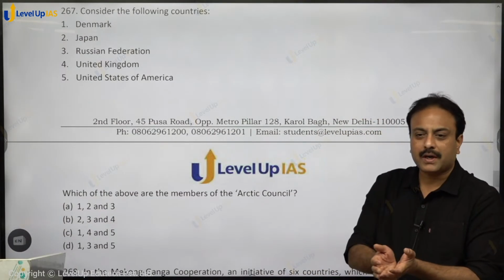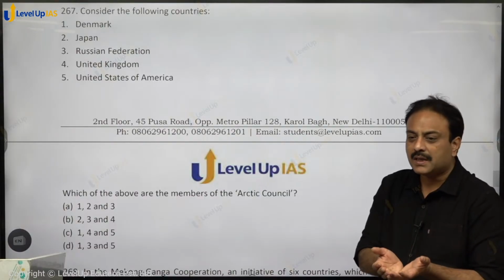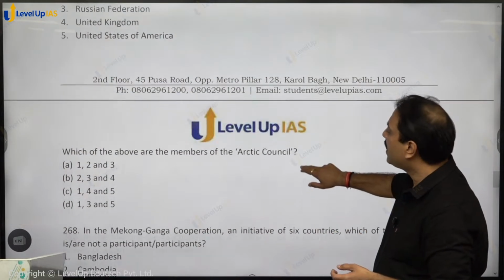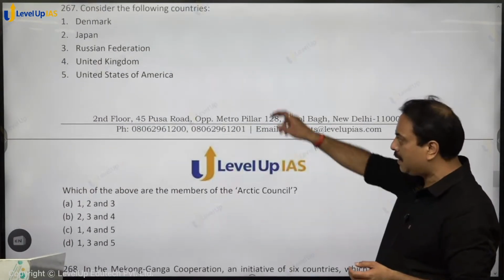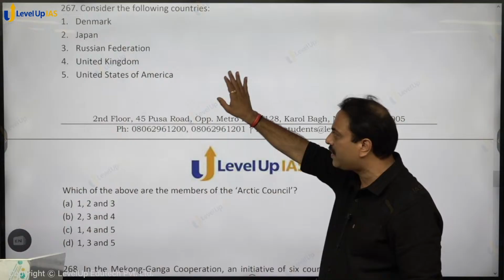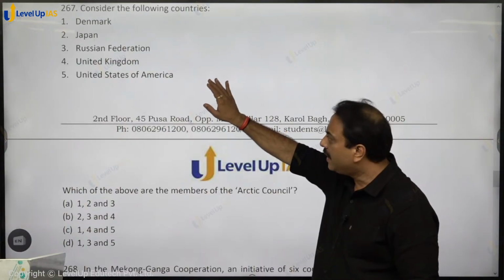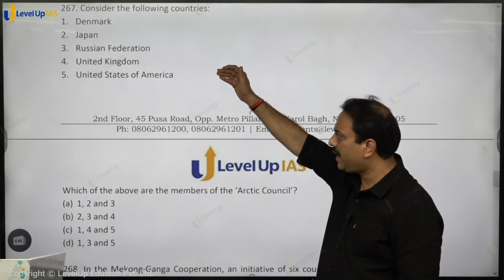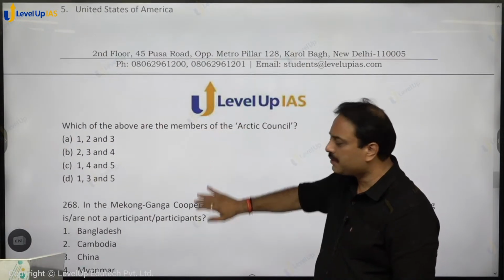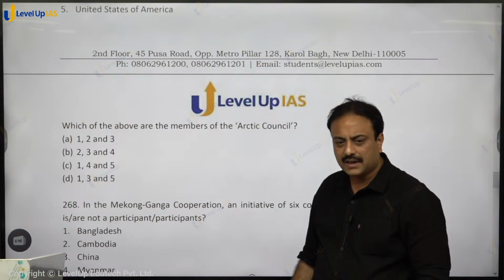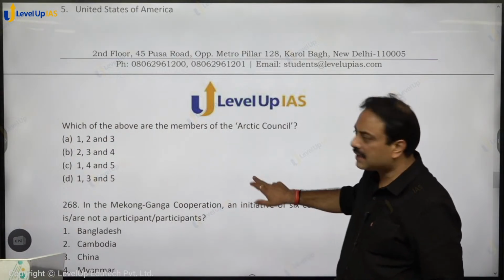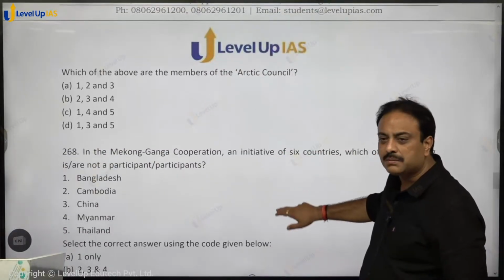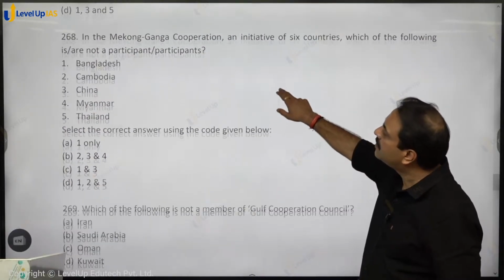All these are members of the Arctic Council, fighting among themselves in terms of territorial limits, right? So which of the above are members of the Arctic Council? Denmark is there, Japan has nothing to do with that, Russian Federation is there, UK is not involved in that, USA is there. So 1, 3, 5. Option D, D for dog, shall be the right answer. Clear on that? India has observer status in the Arctic Council.